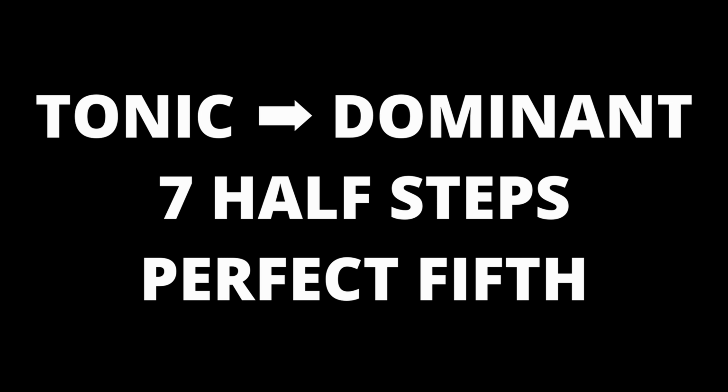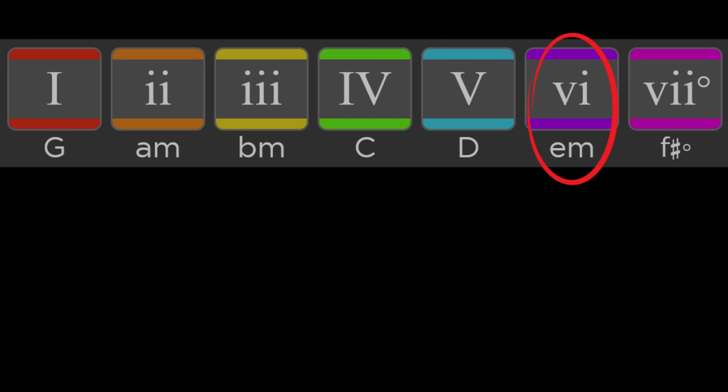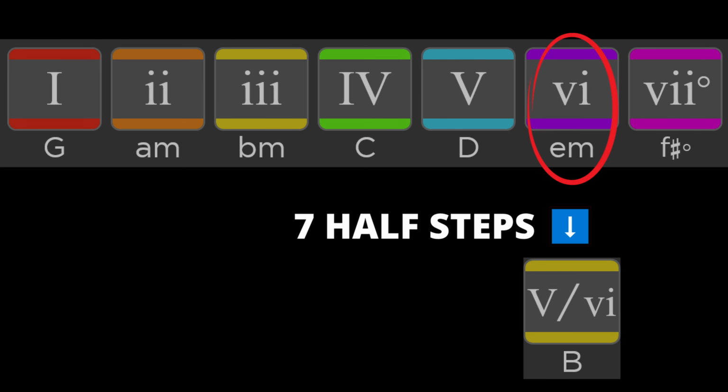Therefore, one way to work out your secondary dominant chord is to start on the root note of your target chord and count up 7 half steps. Then you create a major chord with this new root note. For example, let's say you want to work out the secondary dominant of the 6th chord E minor in the key of G major. If you count up 7 semitones from the root note E, you get to B. So the secondary dominant of the 6th chord E minor is B major.